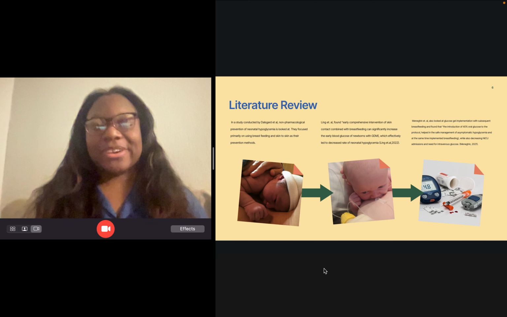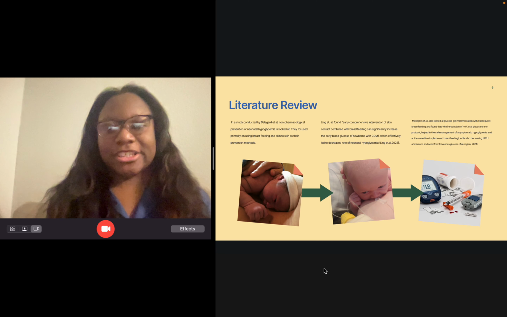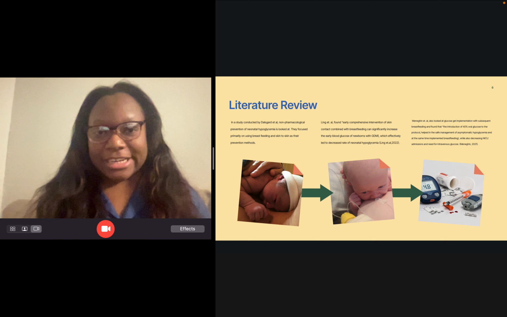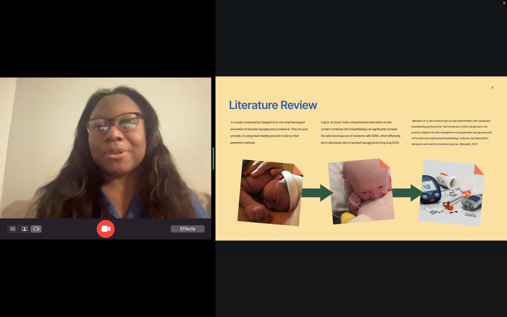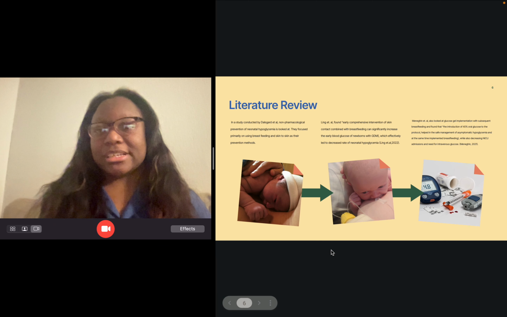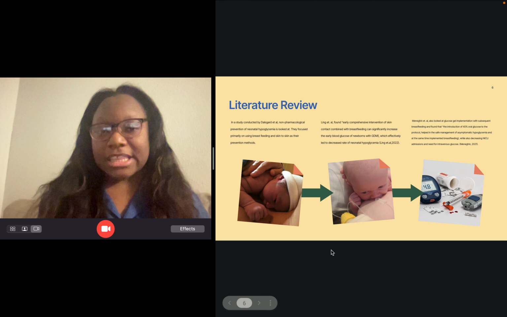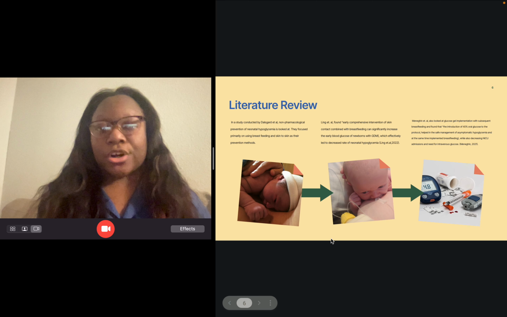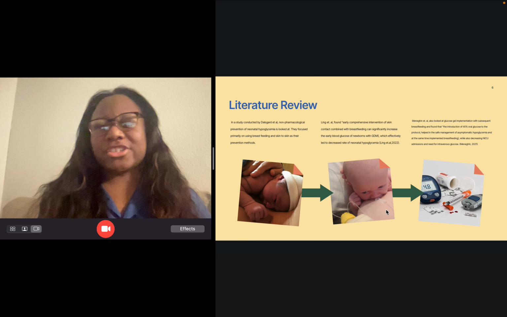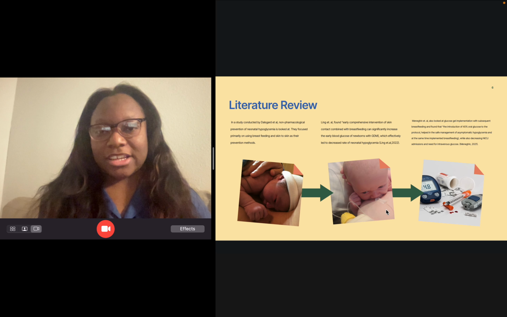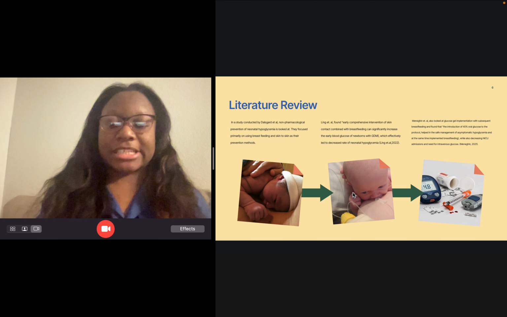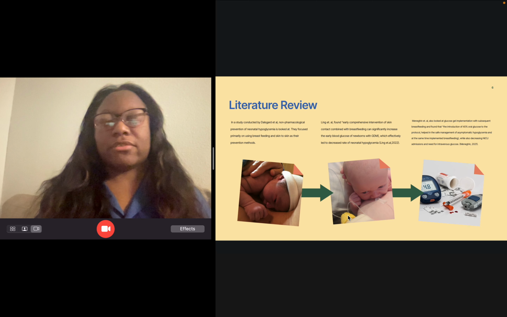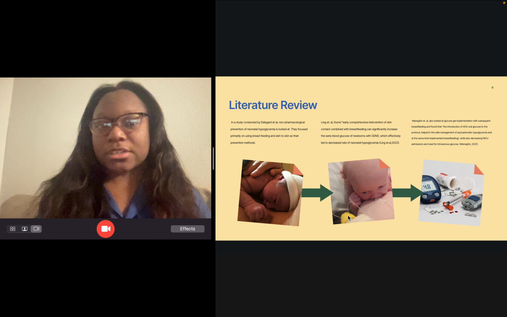So first, just going over some literature review about the subject. We have one study that looked at non-pharmacological prevention of neonatal hypoglycemia. So that would be skin to skin, breastfeeding, things like that. They did focus primarily on using breastfeeding since their skin to skin method wasn't showing any sufficient data, and they did find that using breastfeeding as a prevention method did increase that infant's likelihood of having normal glucose levels.